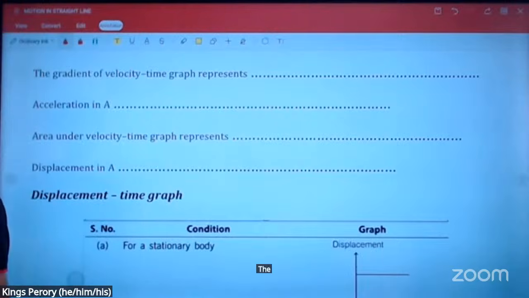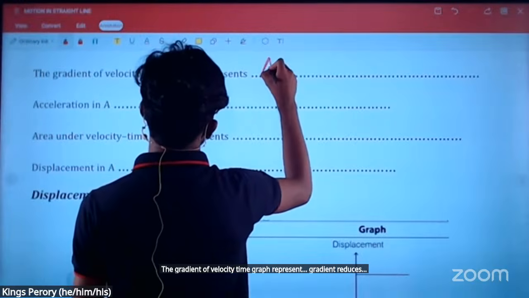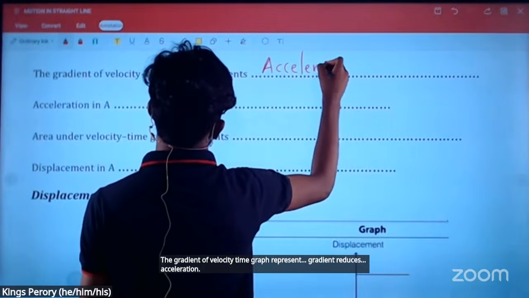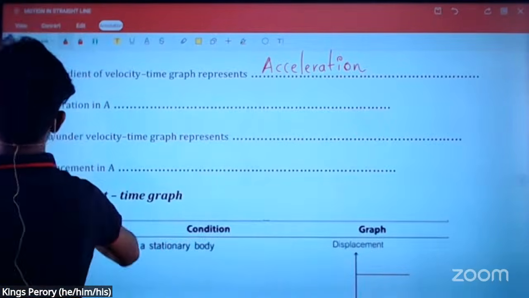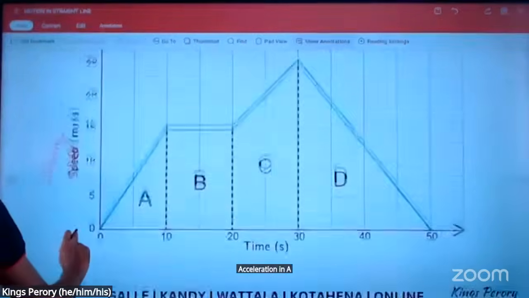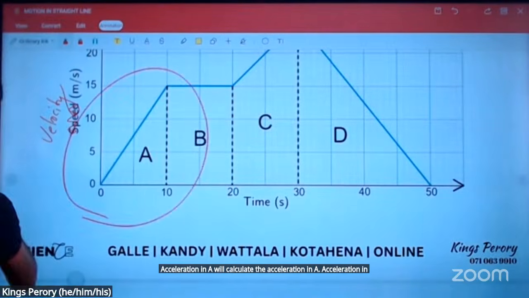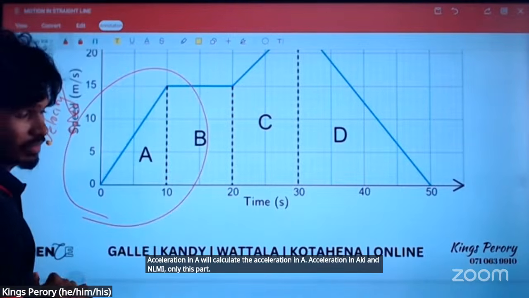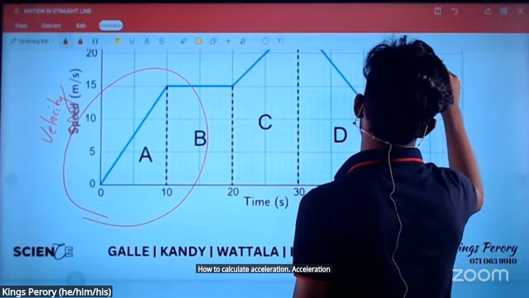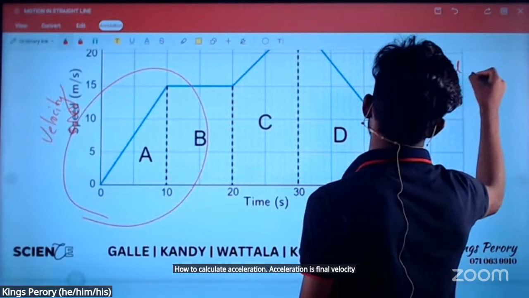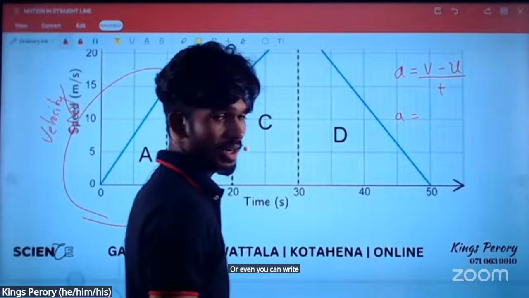The gradient of the velocity time graph gives us acceleration. We'll calculate the acceleration in A, only this part. How to calculate acceleration? Acceleration is final velocity minus initial velocity divided by time, or you can write Vf minus Vi divided by time.